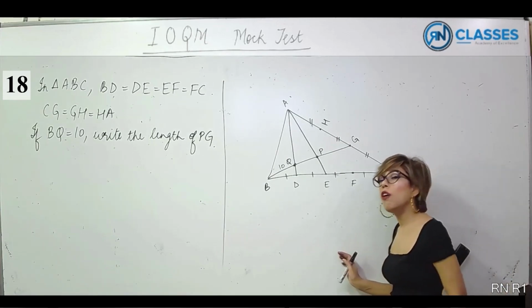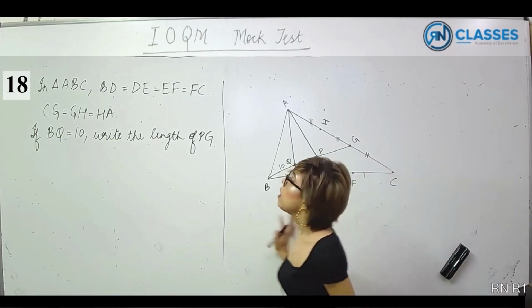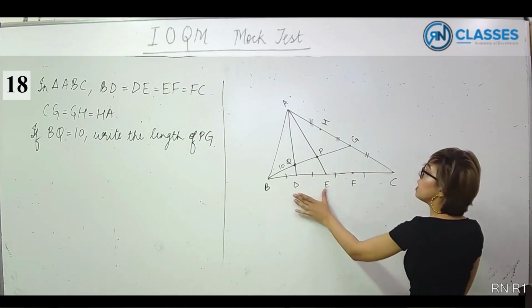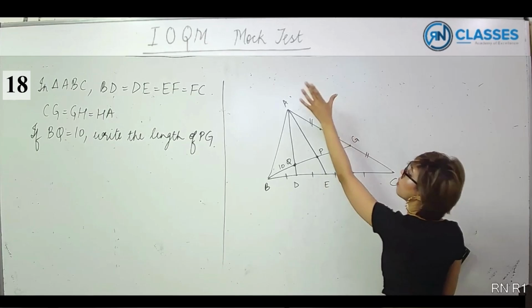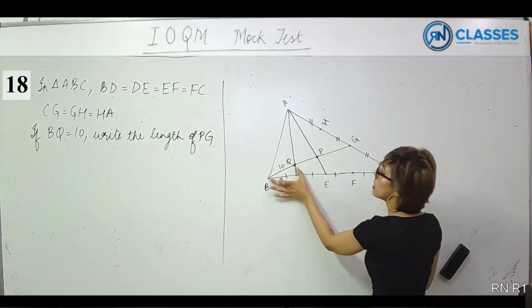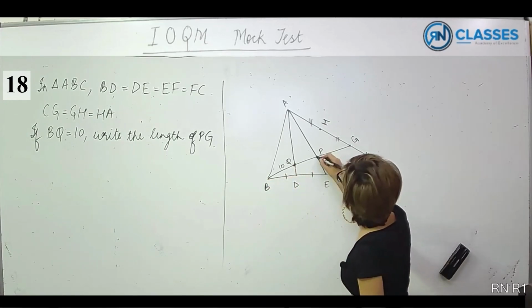Now, for the sake of conserving time, I have made the figure for you. Now, he says in triangle ABC, BD is equal to DE is equal to EF is equal to FC, and then CG is equal to HG is equal to HA. It is given to us. And BQ is given to be 10, as in this length is 10. He says, I want to find out the length PG.